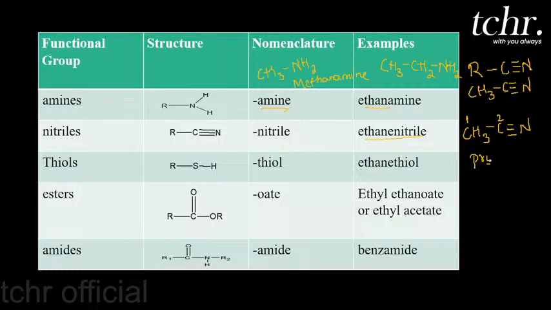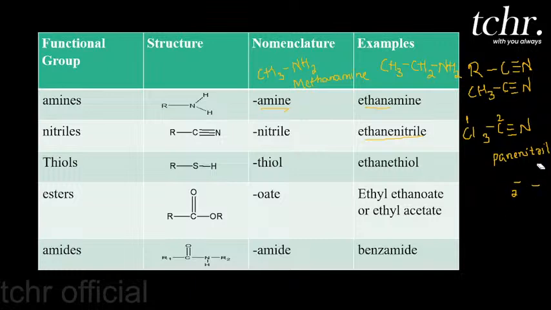Now, can you try to write the structure of propanenitrile? How do you write the structure of propanenitrile? Students, propane means how many carbon atoms? 3 carbon atoms. CH3, CH2, C triple bond N, along with the functional group, the nitrile group. So 1, 2, 3 carbon atoms. We call it propanenitrile. Is that clear? How to identify the nitrile functional group and how to name it.